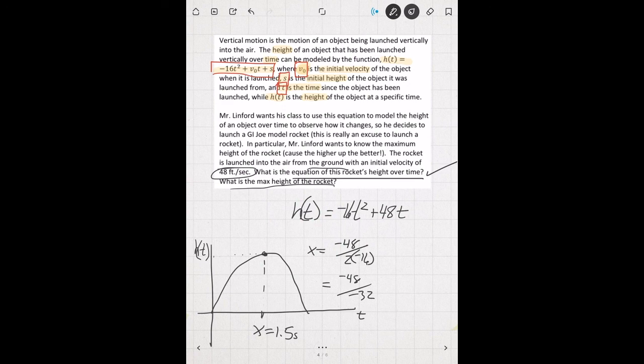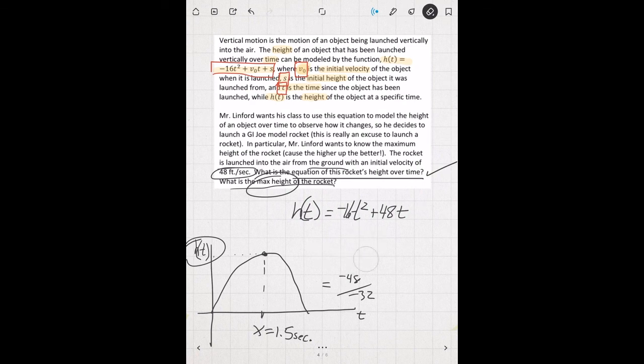So that was moving pretty fast. We shot it up into the air, and after 1.5 seconds in the air, it's going to stop and then start coming back down. So we know what x is: 1.5 seconds. But here's the trouble. That's not what the problem's asking. The problem's asking what's the max height. All I've done is figure out the time it takes to reach the max height. Well, now hold on a second. If I know what x is, can I figure out what the output is?